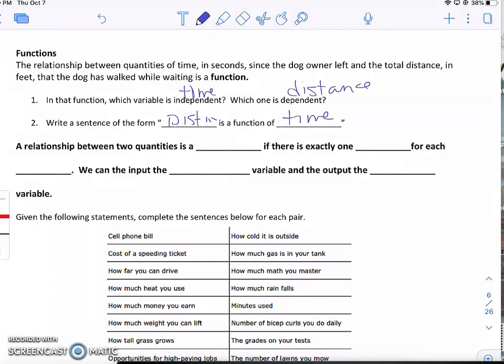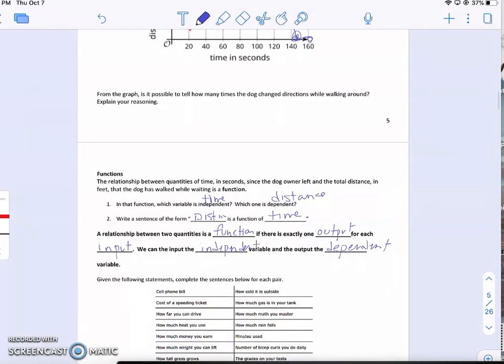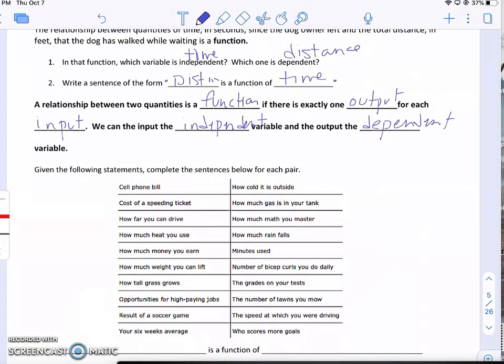So our definition here: a relationship between two quantities is a function if there is exactly one output for each input. We can call the input the independent variable and the output the dependent. So in our case of time, if I asked where the dog was 3 feet from now, you would just give me one answer each day. It wouldn't give me 2 answers. If I said 60 seconds away on day 1, you would have one location. You wouldn't have multiple ones.